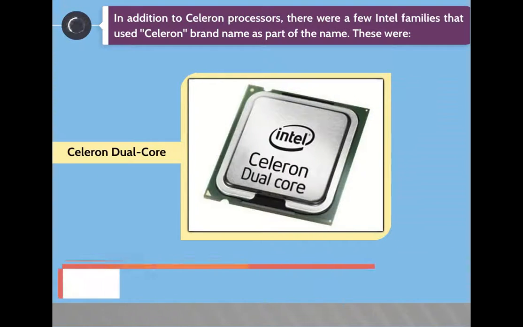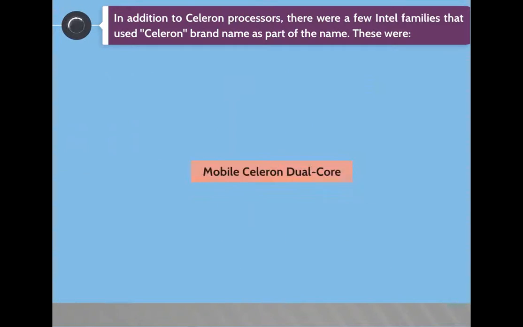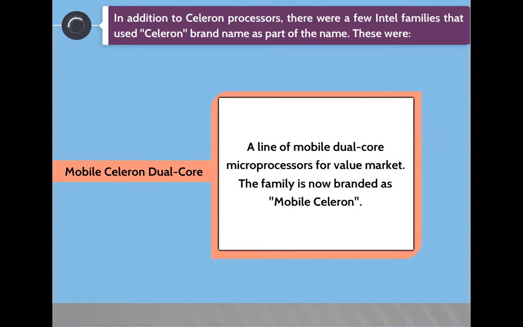Celeron dual-core, a family of budget dual-core CPUs that spanned a few different microarchitectures. This family was eventually rebranded as Celeron. Mobile Celeron dual-core, a line of mobile dual-core microprocessors for value market. The family is now branded as Mobile Celeron.